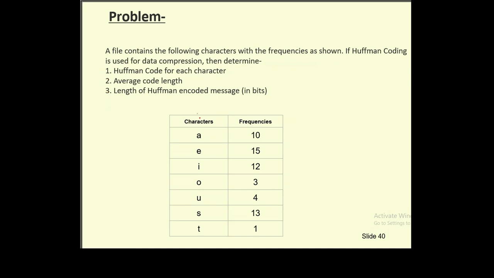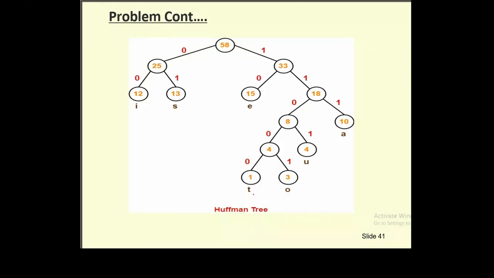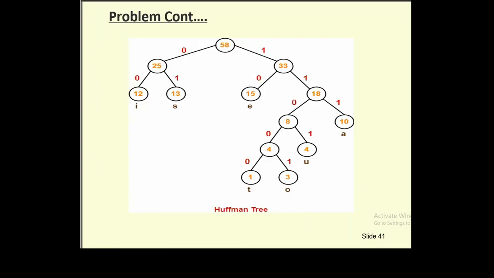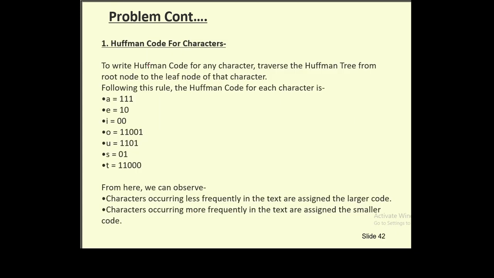So we are having these characters, we are having their frequencies. So by using these characters and frequencies, we will create a Huffman tree. So this is the Huffman tree for these characters. So now we will do the labeling. For any left is 0, for any right is 1. So we will calculate from here the code for every character.